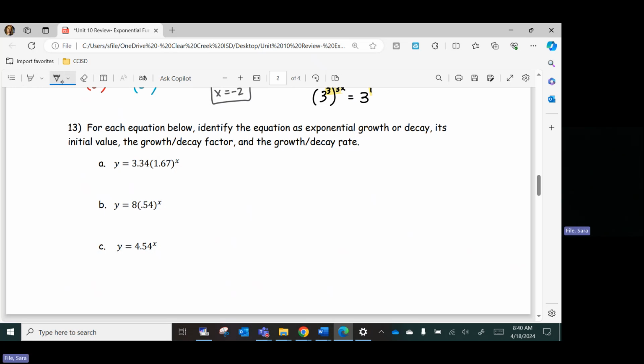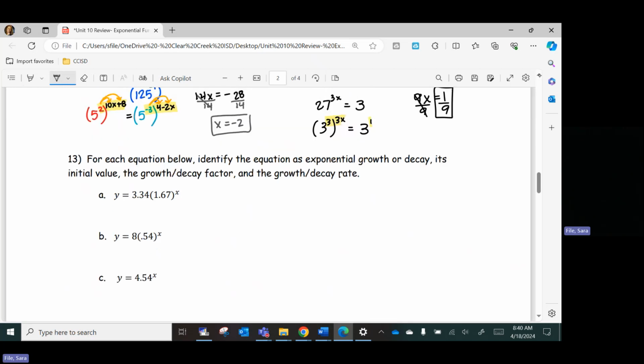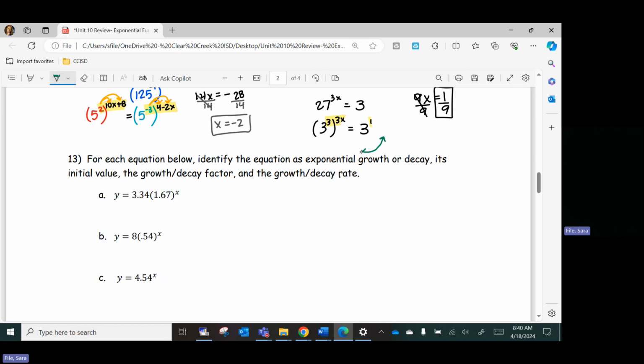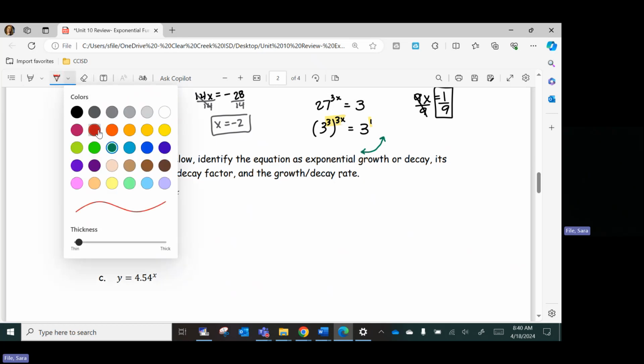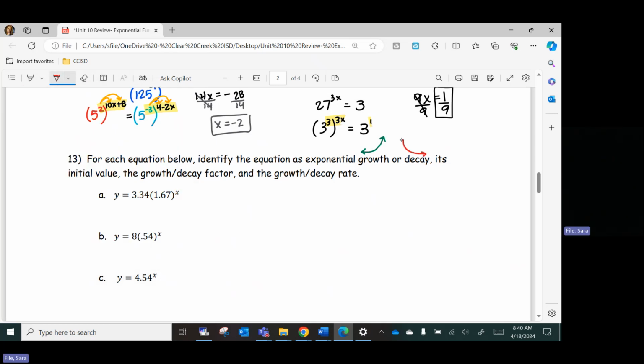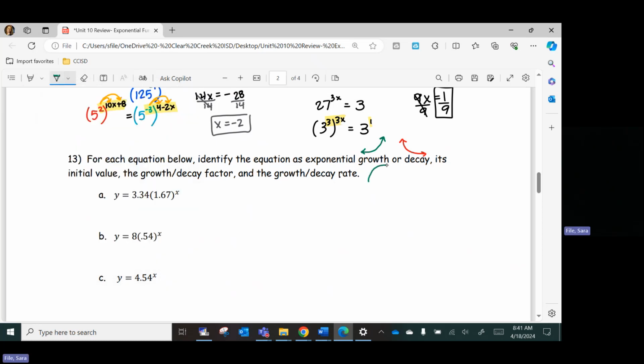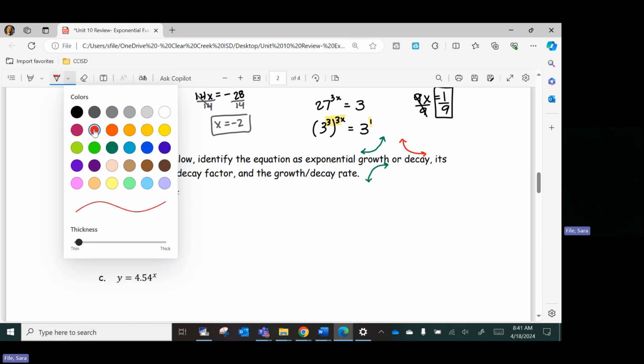So growth or decay, if the equation is growth or decay, means is the graph increasing or decreasing? So growth could look like this, and decay could look like this. Okay, now that's if your graphs are above your asymptote, right? But they could also be below the asymptote. If they were below the asymptote and looked like this, that's growth because it's increasing left to right.